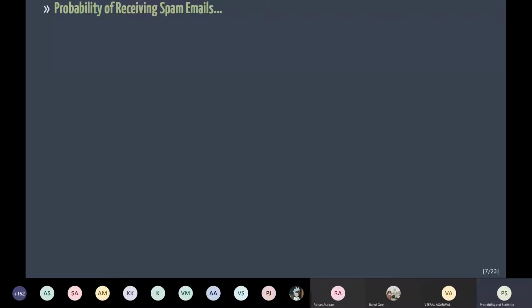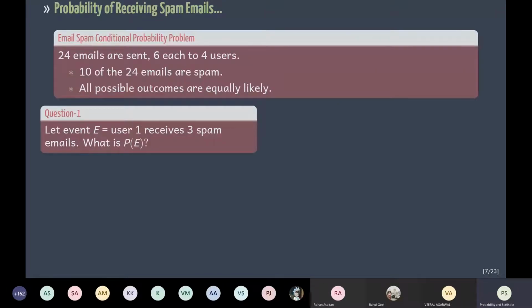First application: spam emails. Let us consider an email spam setting where conditional probability is useful. 24 emails are sent, 6 each to 4 users. So let us say I have user 1, user 2, user 3, user 4.